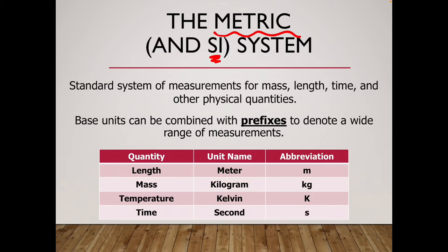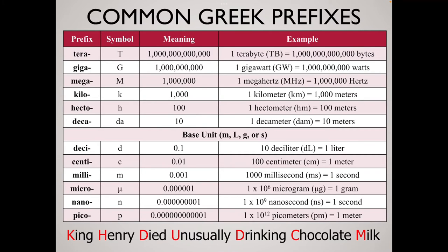The metric system is a standard system of measurements for mass, length, time, and other physical quantities. What we have in the metric system are base units: length is in meters, mass is in kilograms, temperature is in Kelvin, and time is in seconds. We will use prefixes to modify these base units to make them bigger or smaller. And this works a lot easier from a mathematical perspective, because we're going to multiply and divide by powers of 10.